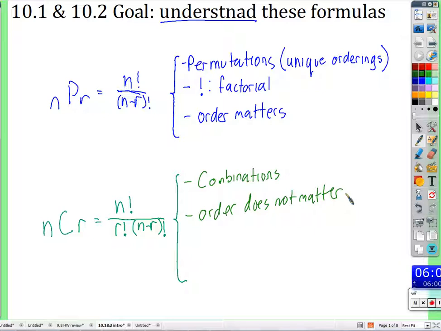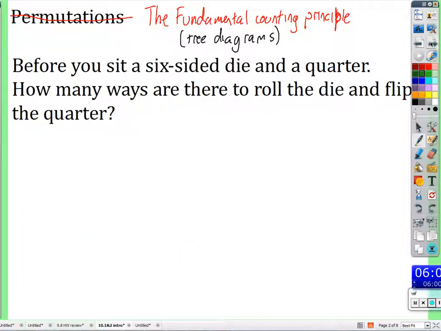Before we can talk about permutations, we need to know what factorial means. Before we can talk about factorial, we need to talk about the fundamental counting principle, something I'm pretty confident most of you are familiar with at some level. So let's get started. We're going to display it by drawing a tree diagram. We won't have to draw tree diagrams forever, but it lets us see why the fundamental counting principle is the way it is. So there's a six-sided die and a quarter. Start off simple. Just two things.